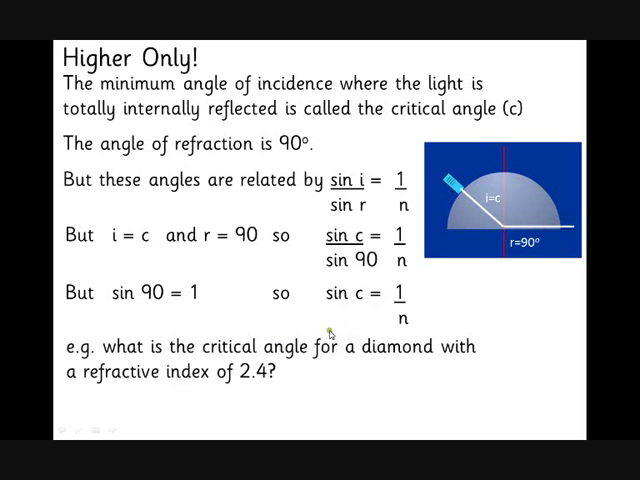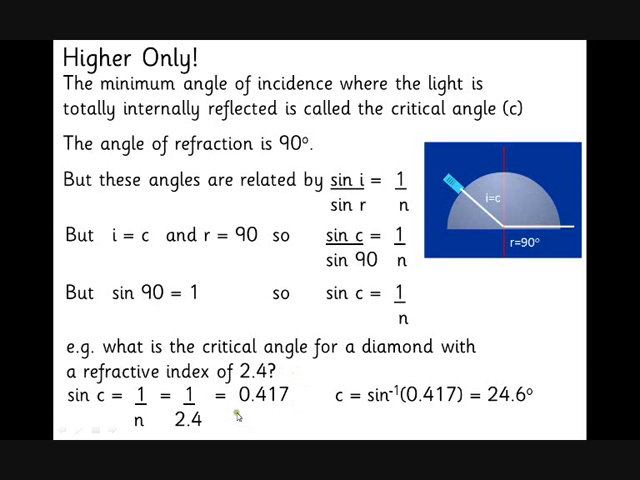Little example just to check. So a diamond has a very high refractive index of 2.4. What's the critical angle for diamond? Well, sine c is 1 over n, that's 1 over 2.4. Just stick that in your calculator, you get 0.417. So that means the critical angle is the inverse sine of 0.417. That's 24.6 degrees. Okay, that's a very small critical angle. It means the light coming even from somewhere around there will be internally reflected. That's actually what makes diamonds so sparkly.